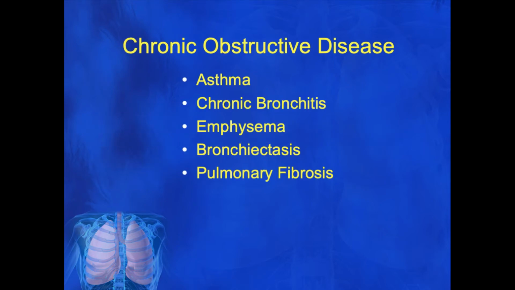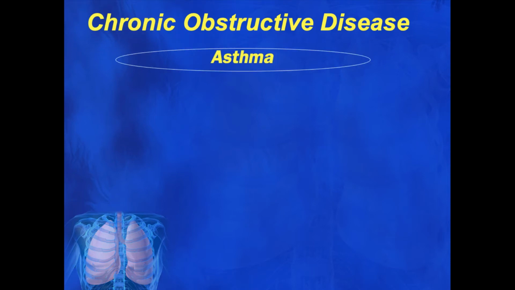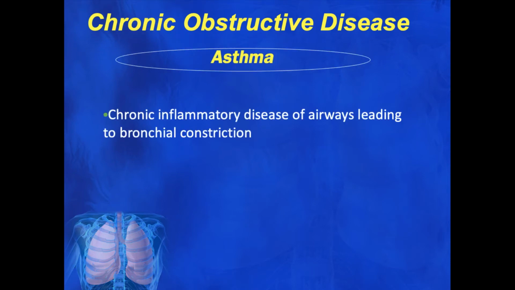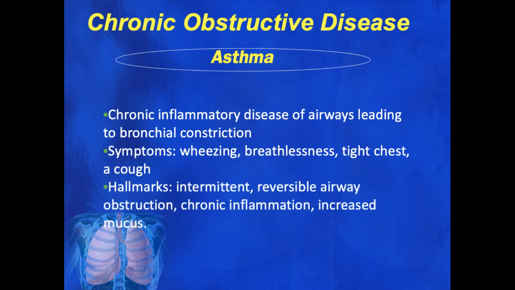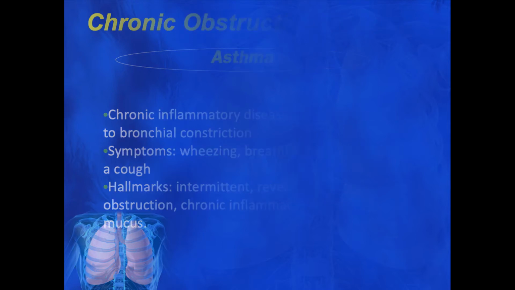All right, so we're going to talk about chronic obstructive diseases, and this would include asthma, bronchitis, emphysema, bronchiectasis, and then things like pulmonary fibrosis. So asthma, this is chronic inflammation of the airways leading to bronchial constriction. And symptoms would include wheezing, breathlessness, tight chest, a cough. The hallmark is that it's intermittent. It's reversible airway obstruction. It does have chronic inflammation, and the person has increased mucus in this disease.